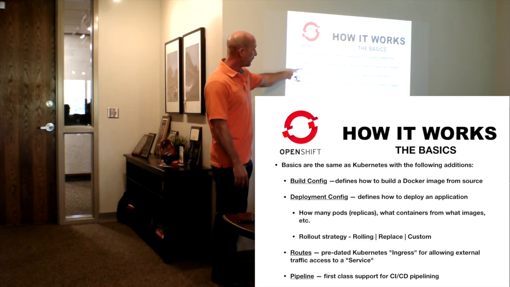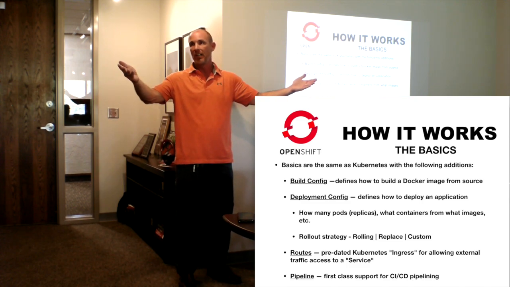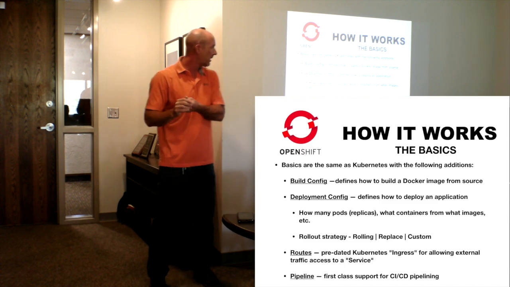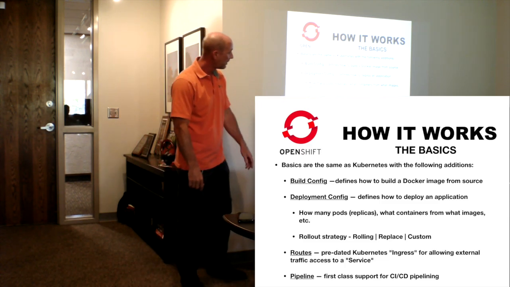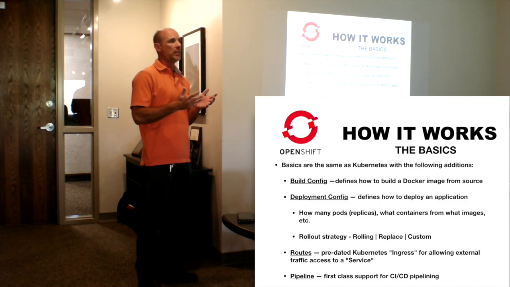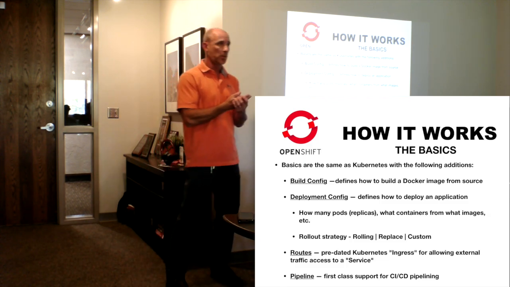It gives me this idea of a deployment config. How do I get from the Docker image to a running container and then maintain that state? How many instances do I have? What kind of strategy do I want for rollout? Those types of things. With OpenShift and Kubernetes, I have this idea of a rolling deployment, which is basically a zero downtime deployment.